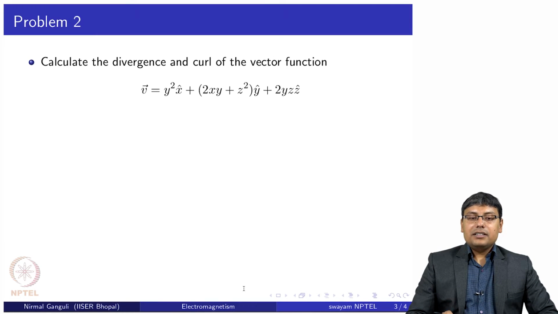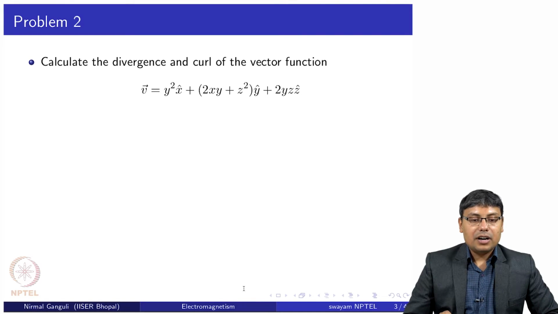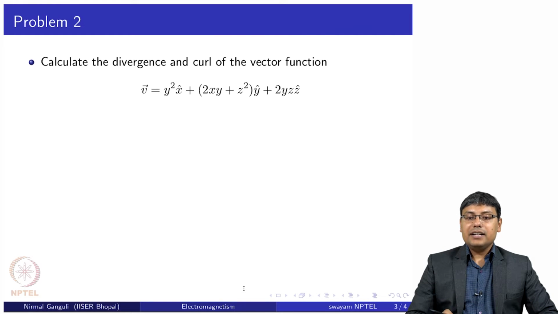Let us move on to the second problem. In the second problem, you are asked to calculate the divergence and curl of a given vector field. V is the given vector field, expressed as y squared x cap plus (2xy plus z squared) y cap plus 2yz z cap. You are asked to find the divergence and curl of this vector field. Now, you can pause the video, try it yourself, and then replay the video.